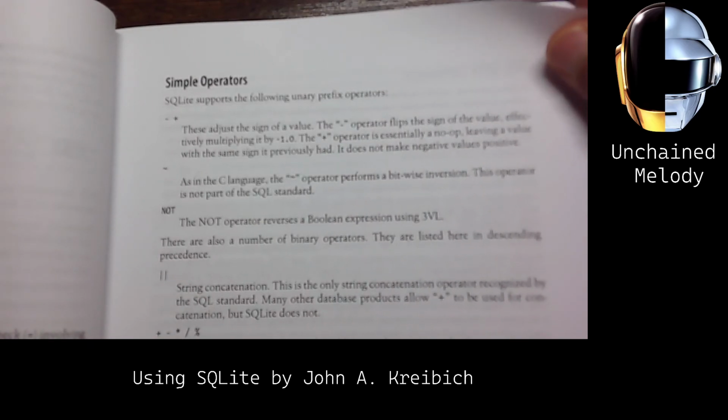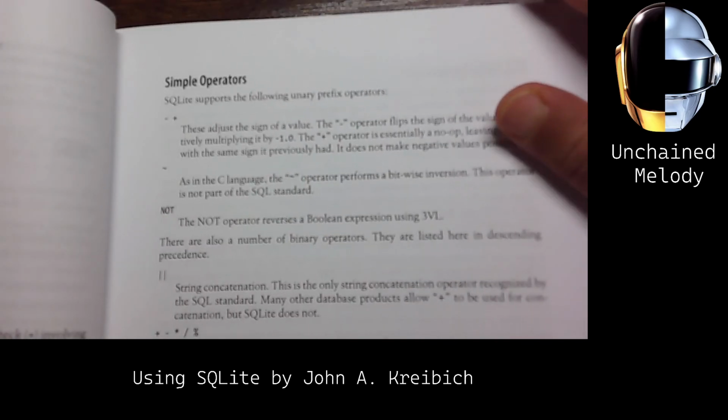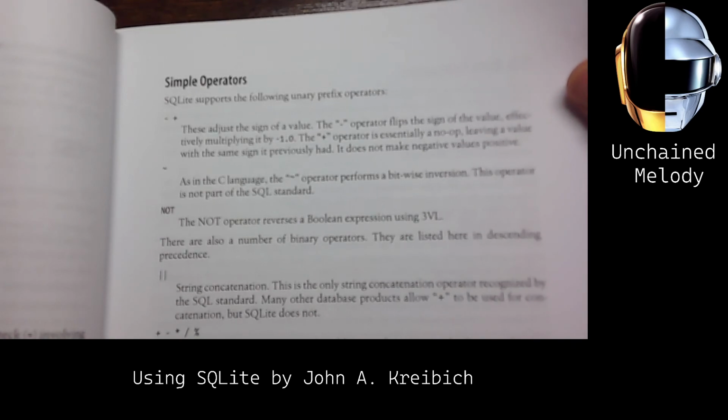So yeah, I think we'll cover up till simple operators. SQLite supports the following unary prefix operators, like minus and plus. These are just the sign of a value. The minus operator flips the sign of the value, effectively multiplying it by minus 1.0. The plus operator is essentially a no-op, leaving a value with the same sign it previously had.